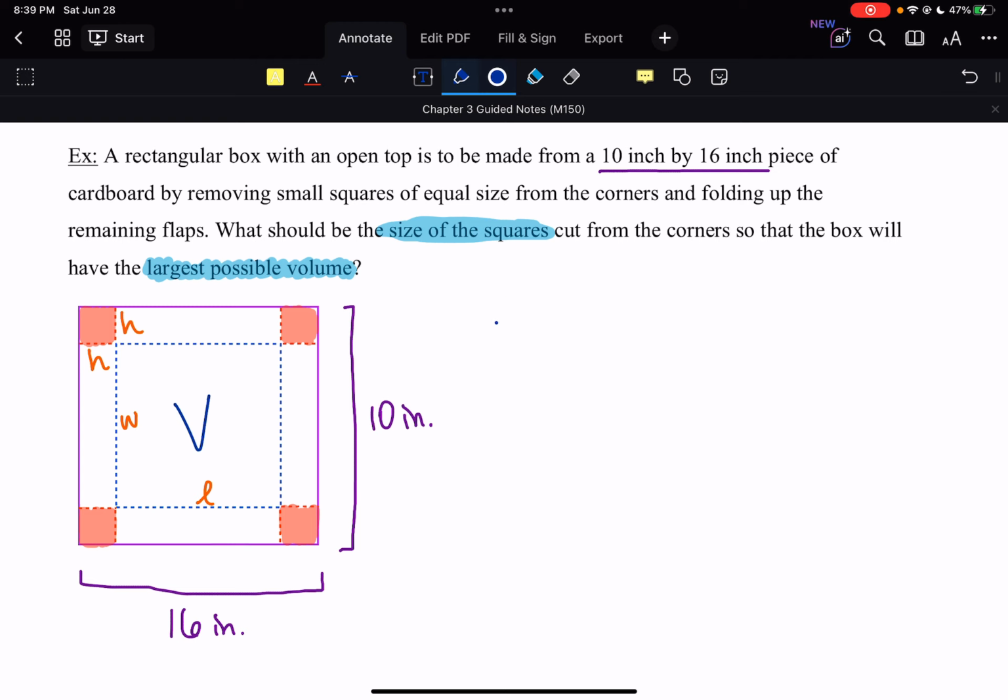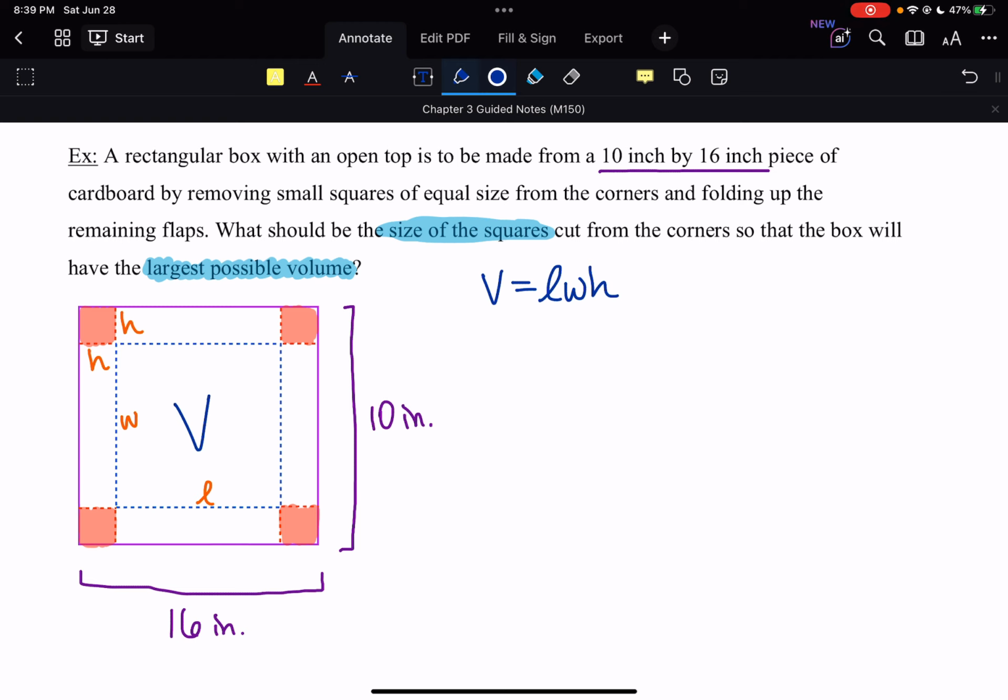Now, we need equations that relate the variables to each other, and we need an equation to maximize. The equation to maximize we can get very quickly. It's volume, which is going to be length times width times height, because it's a rectangular box. For the other equations, we need L and W. We need to get rid of them so that we can find H. We know one side is 10, one side is 16, and we can actually equate these.